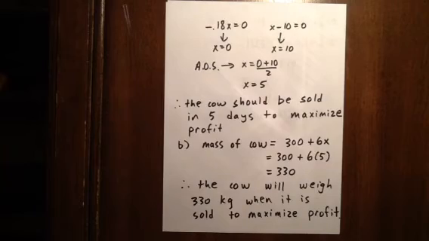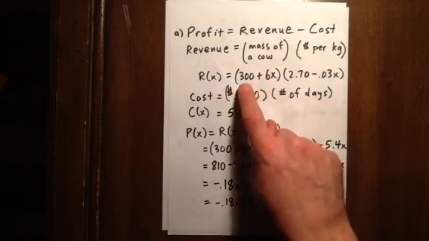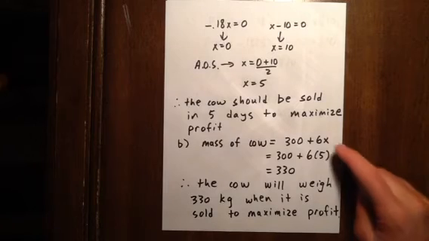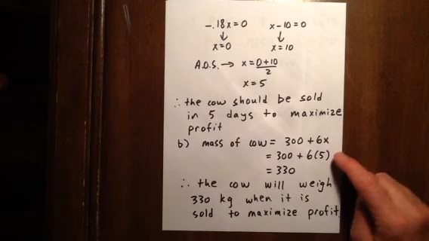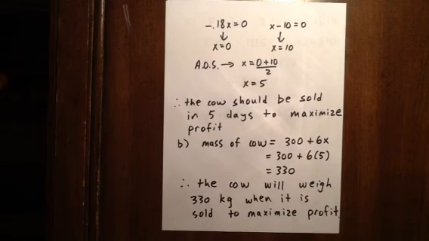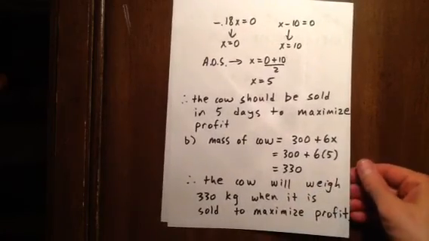Now we want to know what the mass of the cow will be. Well, the mass of the cow, if we go back to what we said a while ago, is 300 plus 6x. Since we just said x equals 5, that's 300 plus 6 times 5, which is 330. So we see that the cow will weigh 330 kilograms when it's sold in order to maximize the profit.